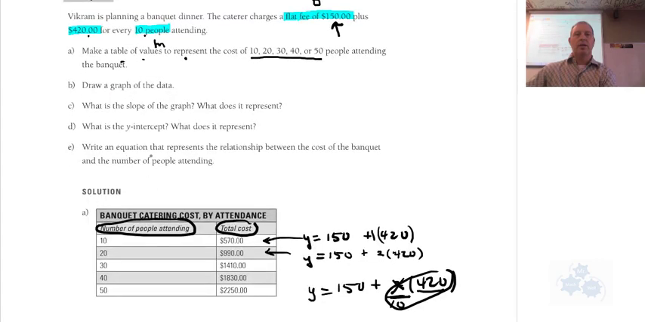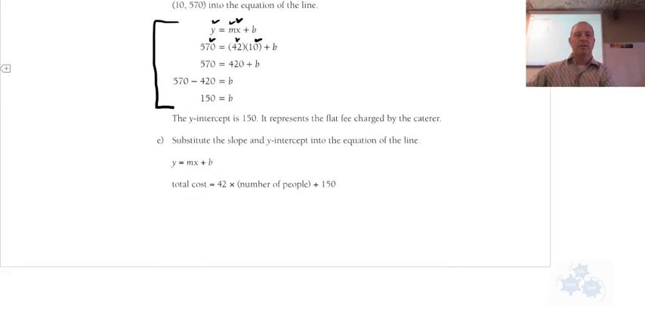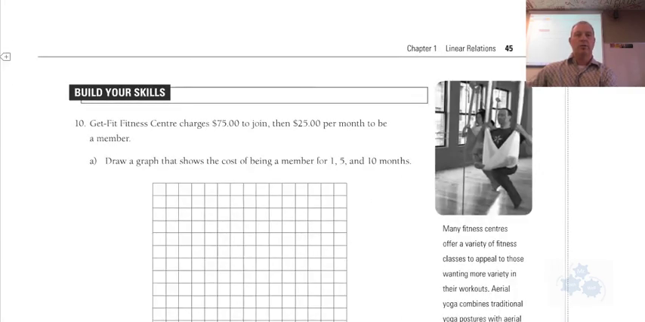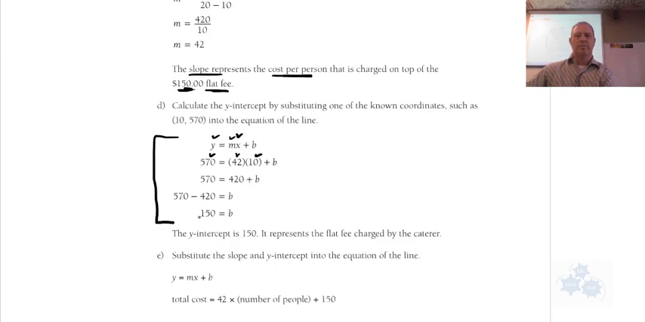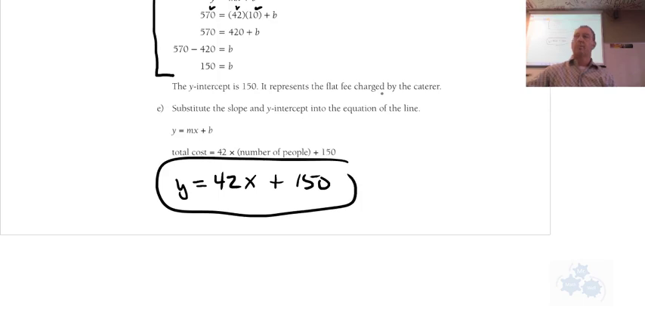And then finally write an equation that represents the relationship. Well, we kind of did that already. Y equals mx plus b, so y equals 42 times the number of people x plus 150. Okay, any questions with that?